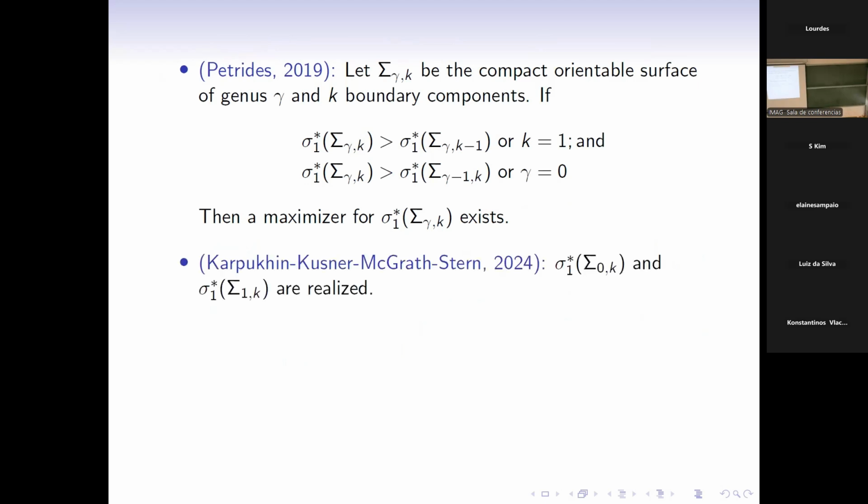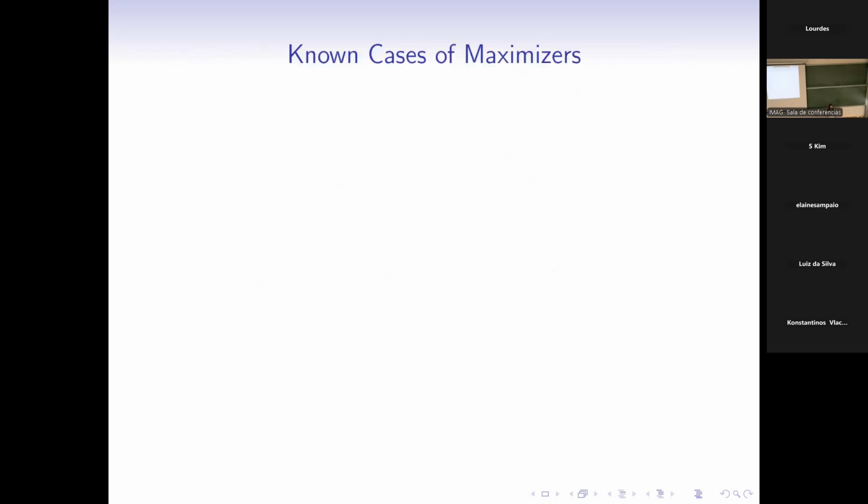Okay? And in the same paper, Karpukhin, Kusner, McGrath, and Stern were able to prove a kind of weaker inequality like this. And from there, using Petrides' result, they were able to conclude that the maximizing metric always exists for any surface of genus 0 and 1, with any number of boundary components.